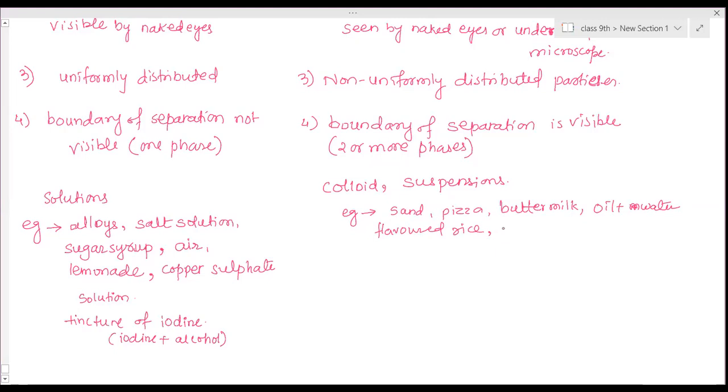Ma'am, salt, chalk in water solution. Chalk plus water. Yes, again. Ma'am, soil, muddy water.